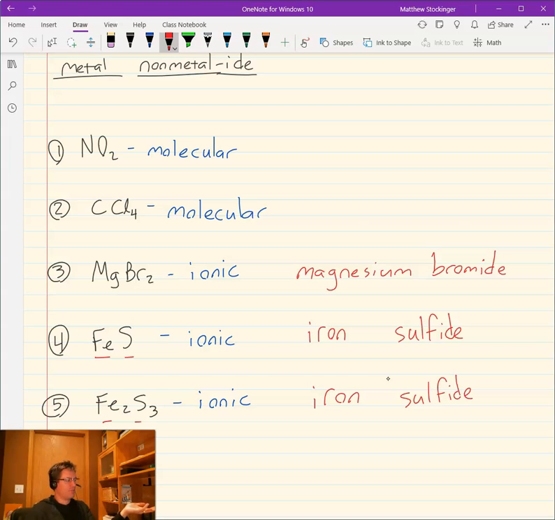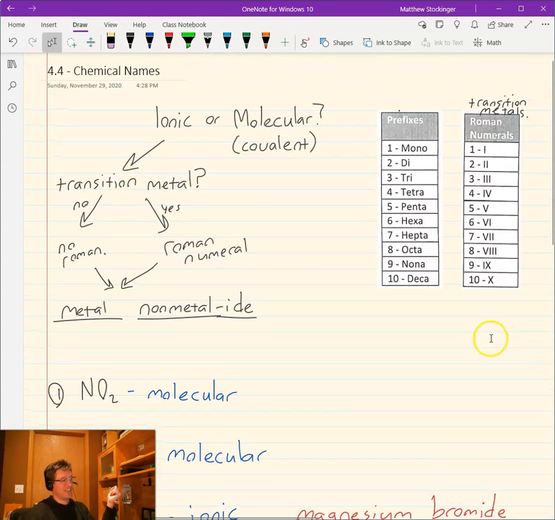I need more, because these are 2 different formulas, right? One of them has the 2 and the 3 subscript. The other one doesn't. How can I tell the difference between those names unless I add something else? And that's what the Roman numeral is. Okay, so the Roman numeral tells us the charge on a transition metal.